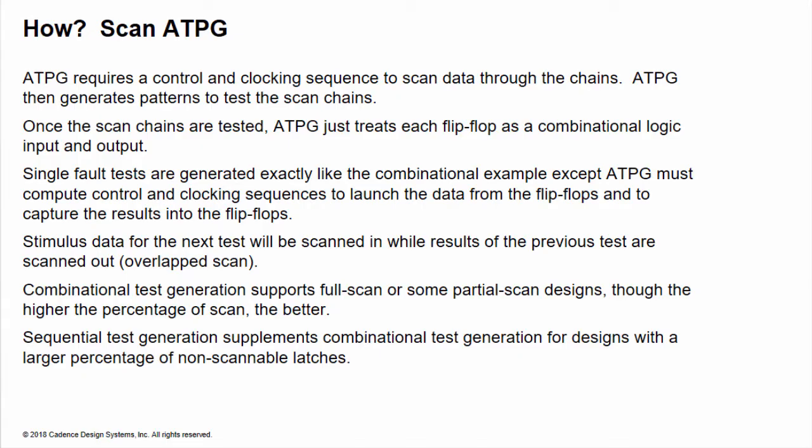While the discussion has assumed full scan, which is that all flops are in the scan chains, the combinatorial test generator will tolerate a small number of non-scan flops, particularly if there is no feedback around the non-scanned flops. The more non-scanned flops in the design, the higher the computational time and number of test patterns it may take to achieve the desired fault coverage. In addition, when there are larger numbers of non-scanned flops, sequential test pattern generation may be used to supplement or even replace combinatorial test generation.